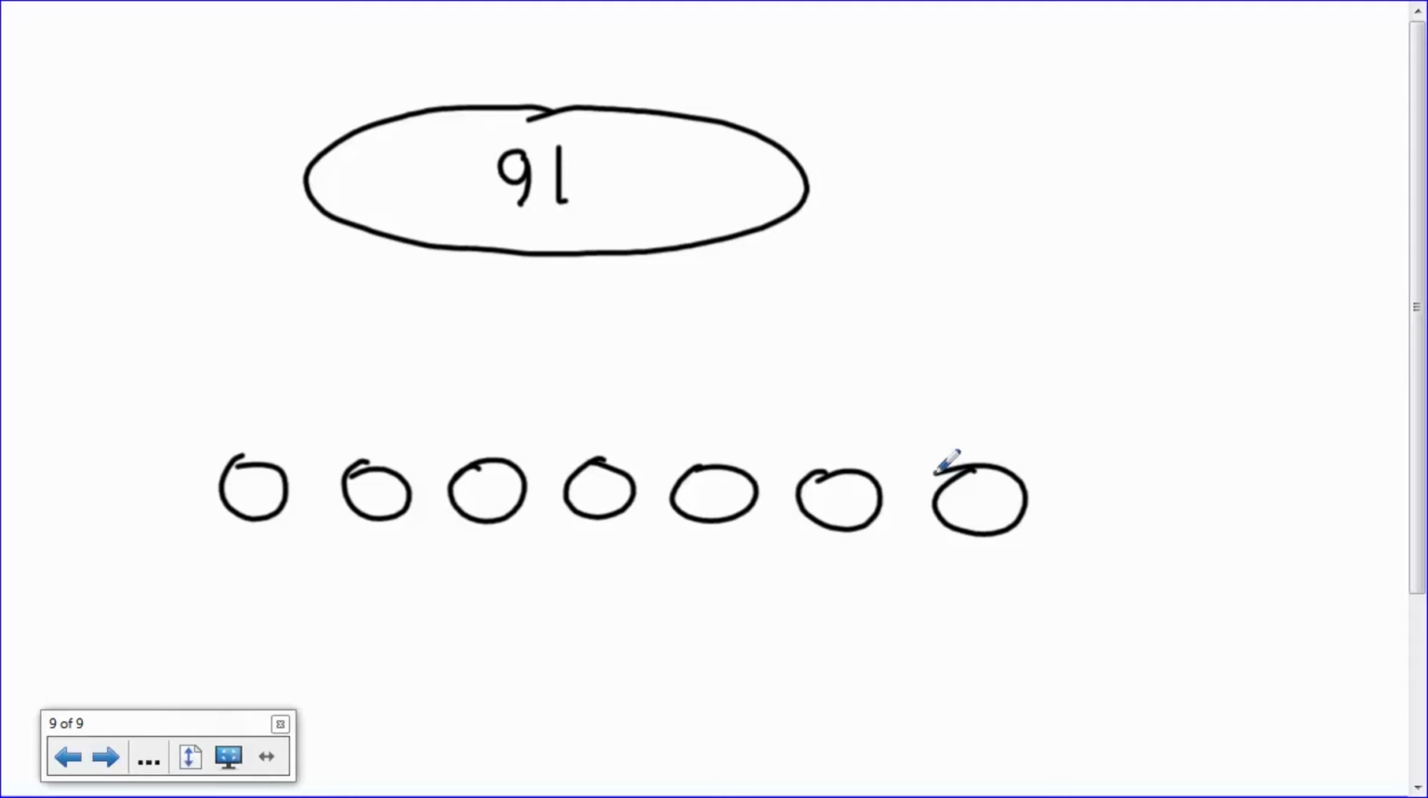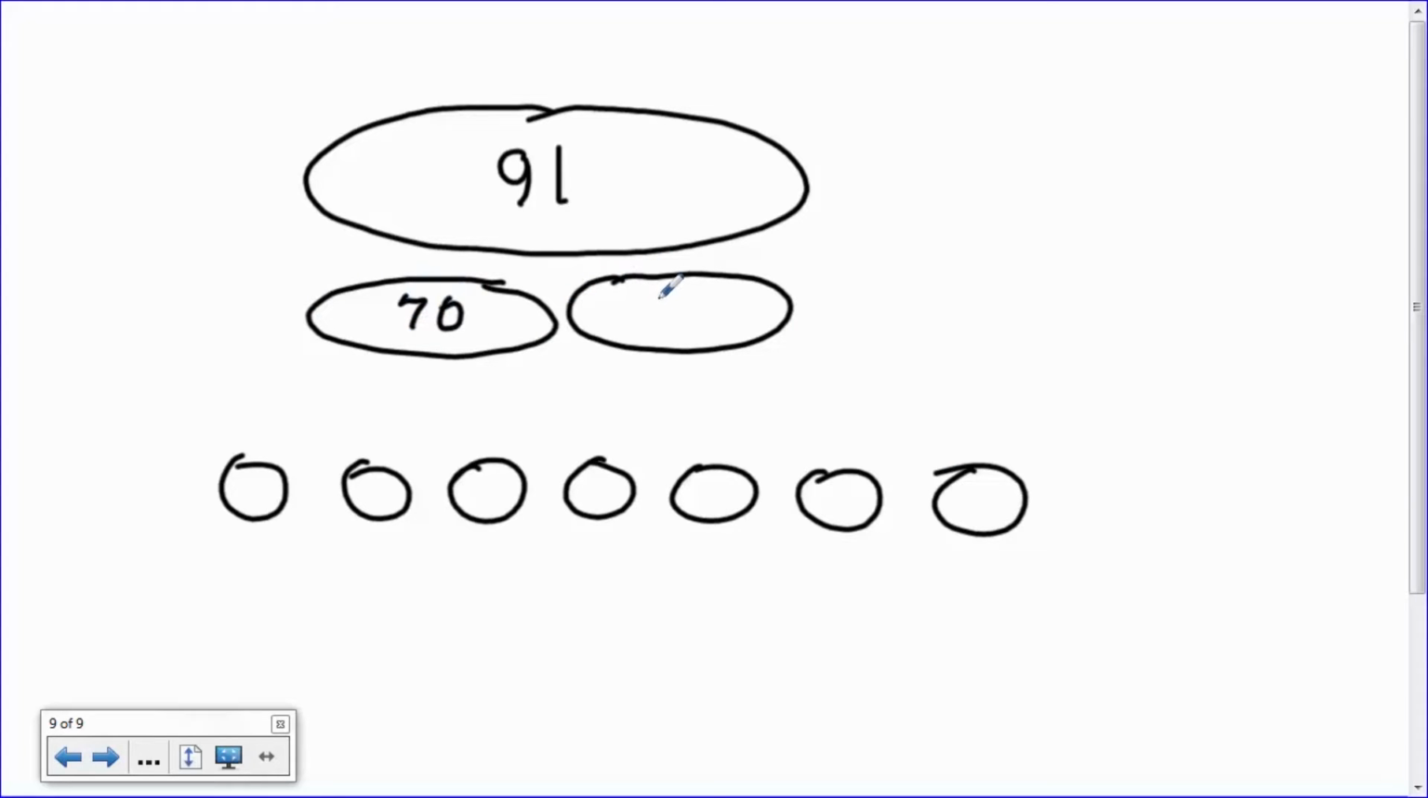But I want to take these 91 objects and begin distributing them across these 7 groups in such a way that when I get finished, the size of all those groups is identical. I'm going to show you a picture of what I just did. I took the 91 and split it up into 2 groups, 70 and 21. So instead of distributing the 91, I'm going to distribute the 70 and the 21.